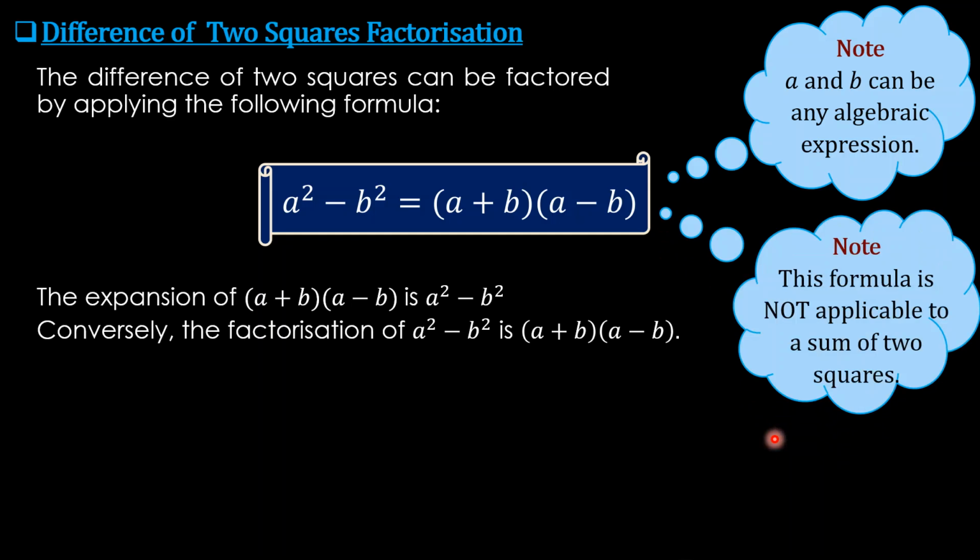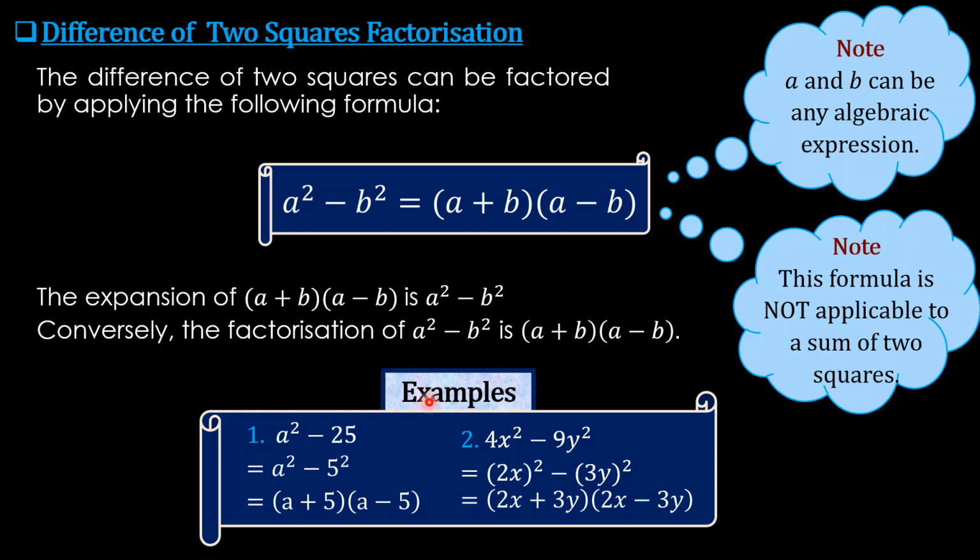This formula is not applicable to a sum of two squares. So remember, this formula is only applicable for the difference of two squares. a square minus b square is equal to (a plus b) times (a minus b), but there is no such formula for a square plus b square. That's the note here.